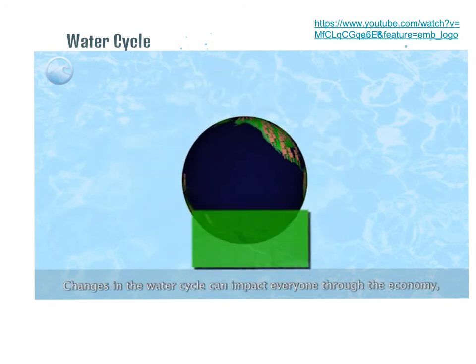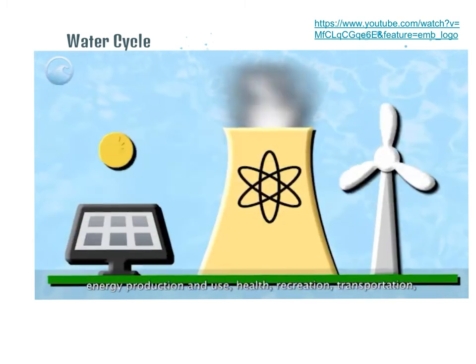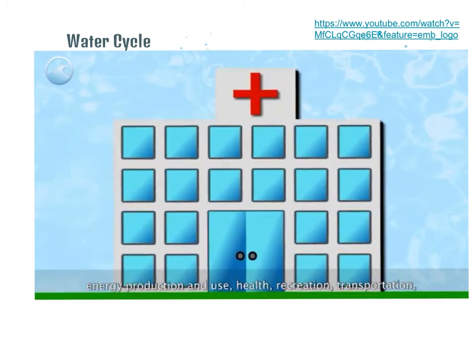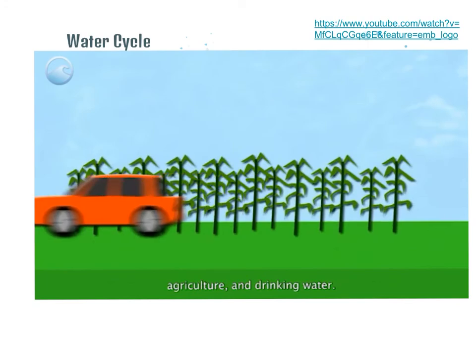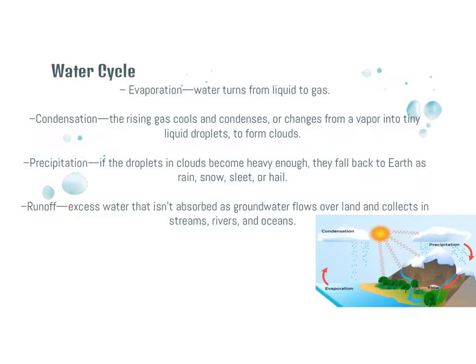Changes in the water cycle can impact everyone through the economy, energy production and use, health, recreation, transportation, agriculture, and drinking water. So the water cycle starts by evaporation. Evaporation is the process where the water changes from liquid state to gaseous state. Under the action of the solar energy given by the sun, the liquid particles change into gas particles. So the liquid water will change into water vapor.